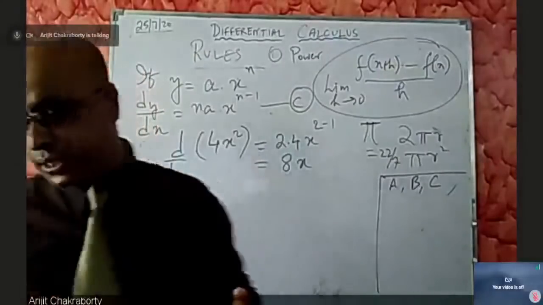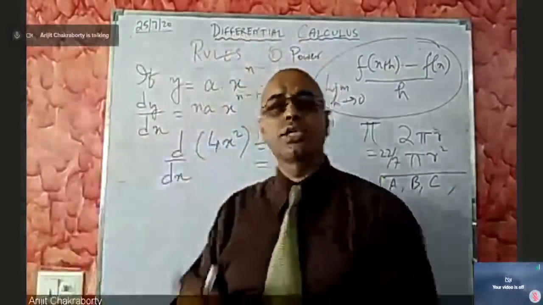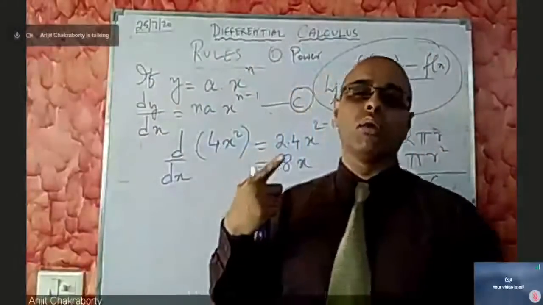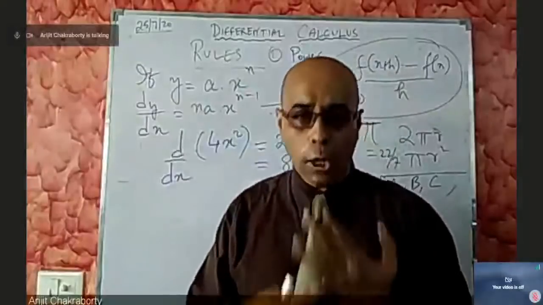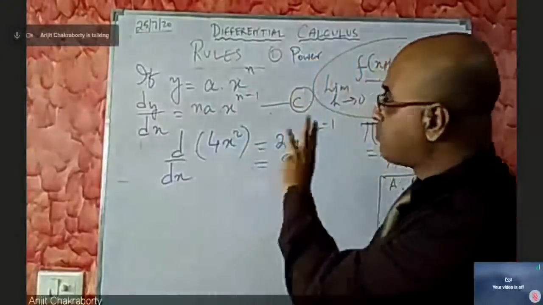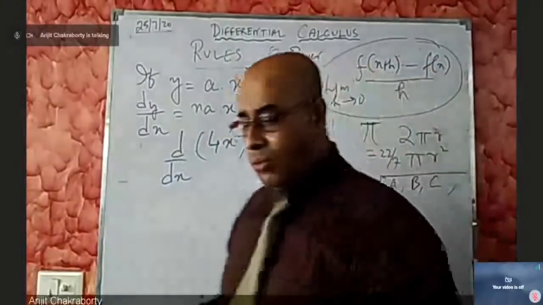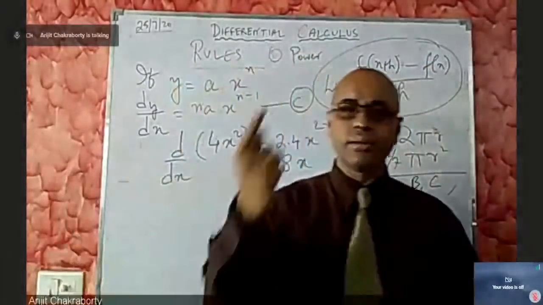Okay. So this is called the power function rule. First one was the power rule. Then the next one was the constant. Derivative of a constant is 0. And the third is the power function rule. So this is C.